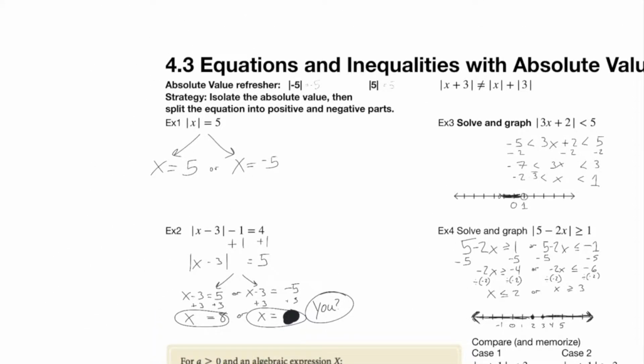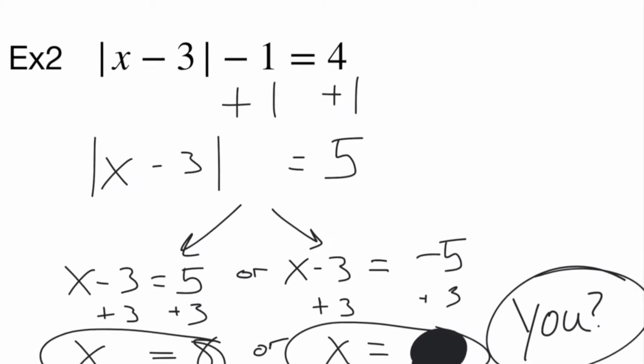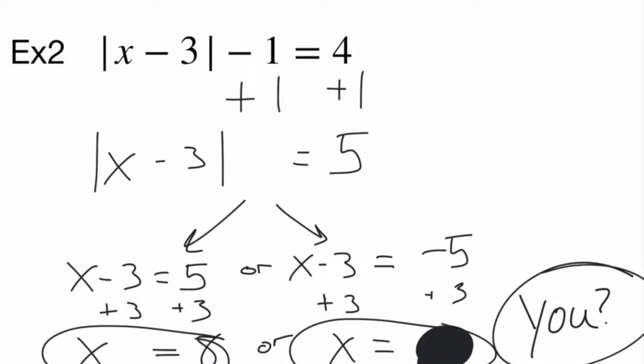Let's try another one. If you're given an equation like this, the absolute value of x minus 3, minus 1, is equal to 4. First, isolate the absolute value. We're going to move the 1 over to the other side by adding 1. You get 5. And then this absolute value, once it's isolated, you can split into two parts.